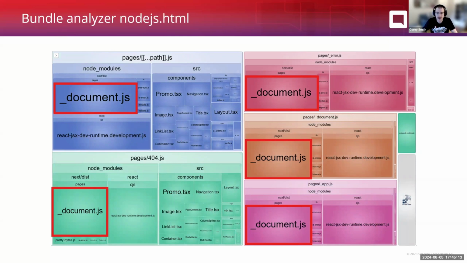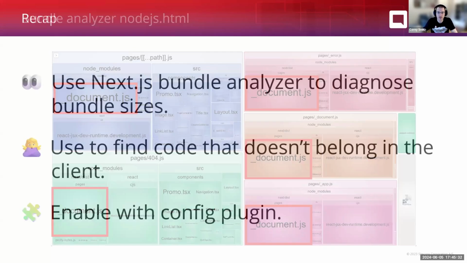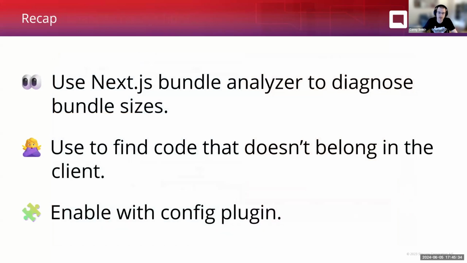The reason for that is the document.js file is only going to execute on the server, so it doesn't get built and included in the client bundle. But yeah, there's a lot of other stuff, like you see node modules is much smaller here than it is in the client bundle. So really handy tool for figuring out what's going on with your bundle, your bundle sizes that are getting sent up to the client.